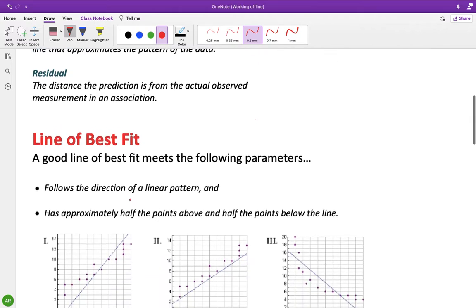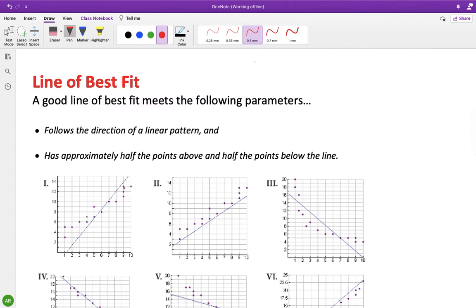All right, let's talk about what a good line of best fit is. So a good line of best fit meets the following parameters. This is pretty straightforward. One, it follows the direction of a linear pattern. So it basically follows the dots. Your line of best fit will follow the dots on a scatter plot.